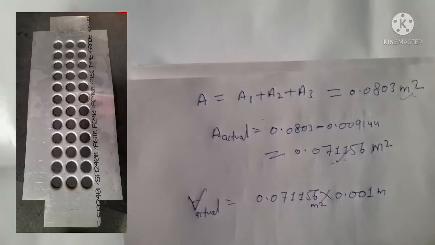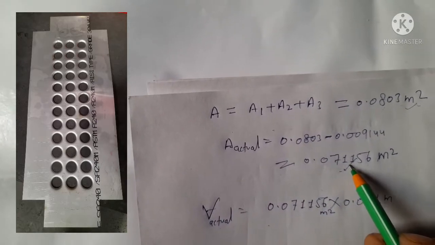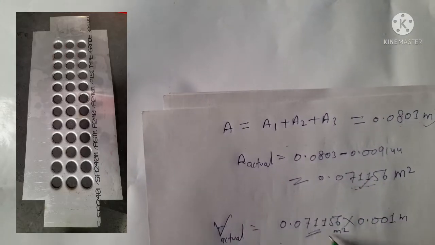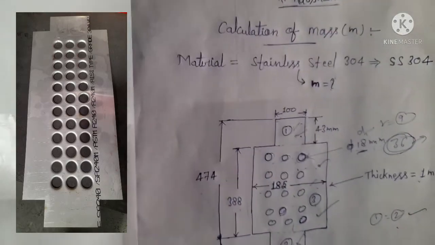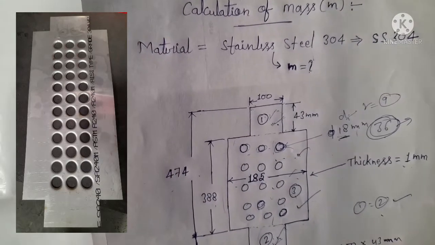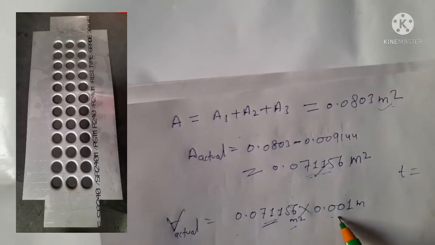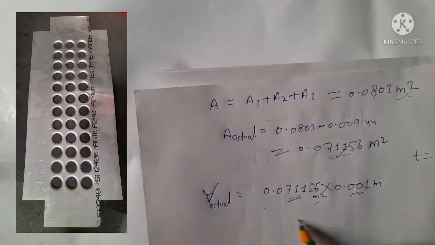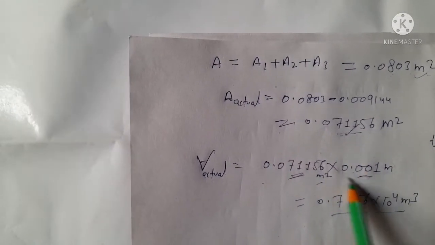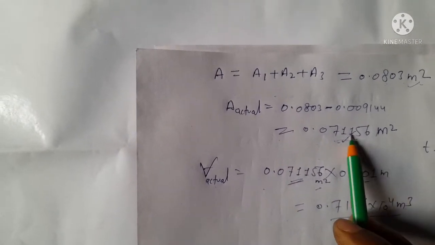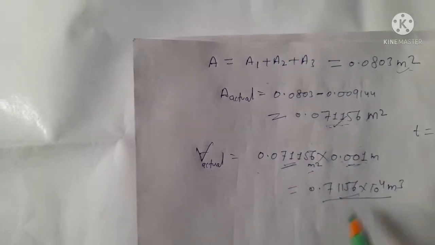Now we find the actual volume. That means this actual area is multiplied by the thickness. This material has a thickness of 1 mm. Converting to meters and multiplying the material thickness by the actual area, we find this value.